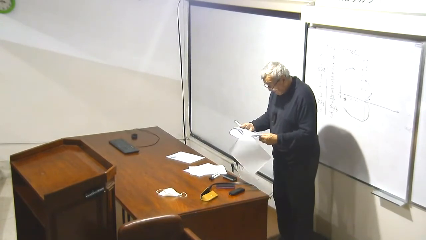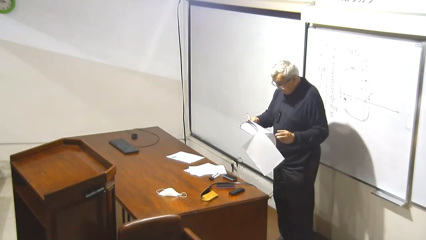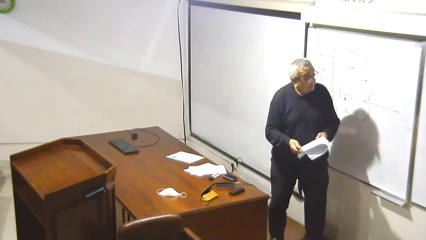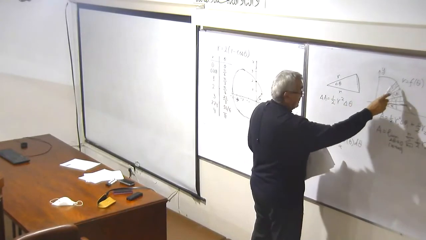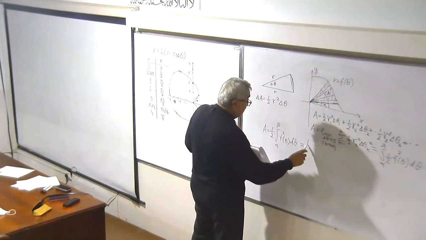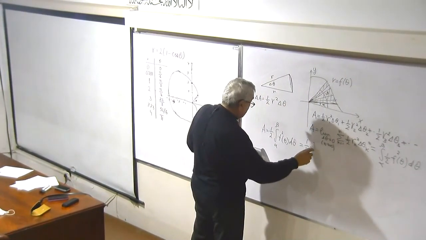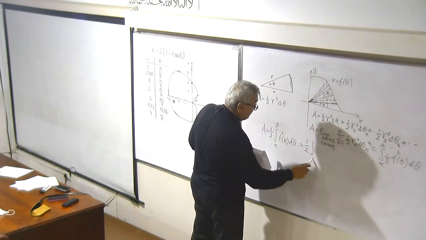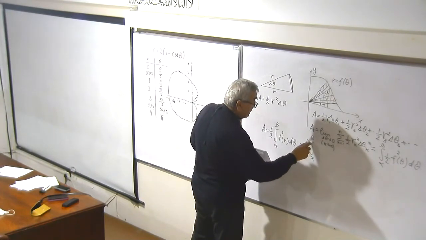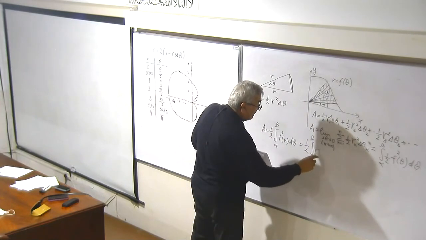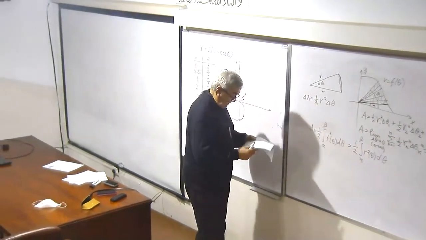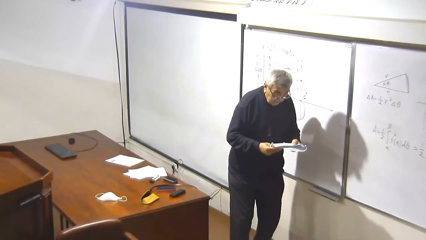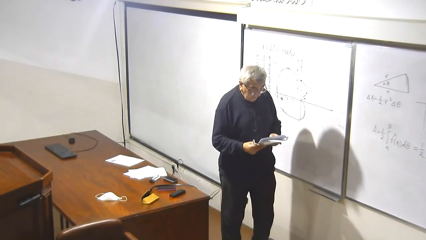So we receive this result. Let us consider some example. If you would like, to write r, it is possible to write 1 by 2 integral from alpha to beta of r square, which is a function of theta, d theta. That means the area enclosed inside of this sector.